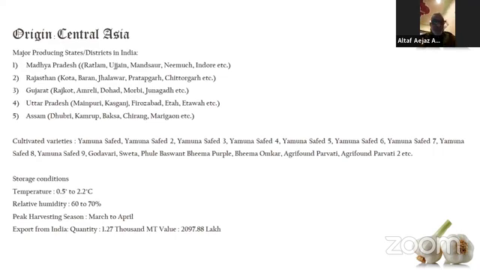And what are the storage conditions at which it should be stored, as otherwise it will begin to sprout and lose its essence. Normally, a temperature of 0.5 to 2.2 degrees centigrade is the ideal storage temperature for garlic, with a relative humidity of 60 to 70%. Peak harvesting season is March to April. Exports from India are 1.27 thousand metric tons, valued at 2,997.88 lakh.